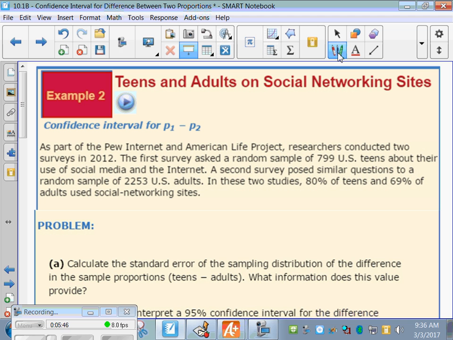Teens and adults on social networking sites. So we're going to find the difference in proportions between teens and adults. As part of the Pew Internet and American Life project, researchers conducted 2 surveys in 2012. The first survey asked a random sample of 799 U.S. teens about their use of social media and internet. A second survey posed similar questions to a random sample of 2,253 U.S. adults. In these 2 studies, 80% of teens and 69% of adults use social networking sites. All right, they're giving us the p-hats. That's in the studies, not in the actual true population.